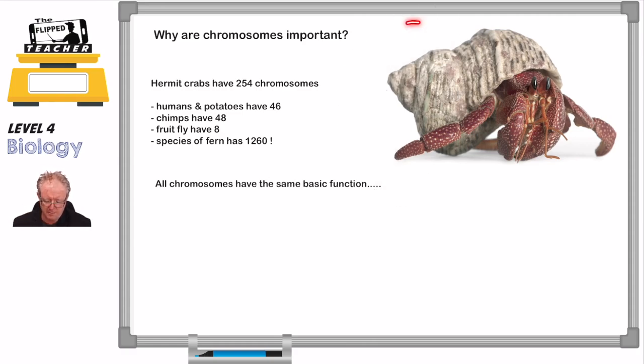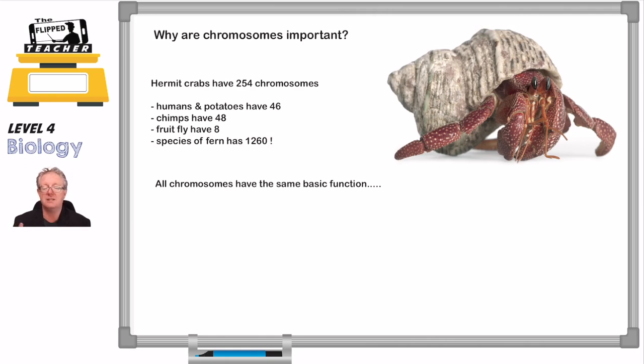We've got our little hermit crab, right? Hermit crabs have 254 chromosomes in every single cell, right? Humans and potatoes, believe it or not, have 46 chromosomes, right? So we don't have that many at all. A chimp has 48, very close to us. A fruit fly has eight giant chromosomes. And a species of fern has 1,260. So you can see that with different organisms, they have different numbers of chromosomes.